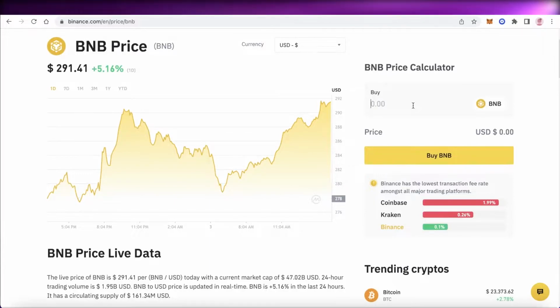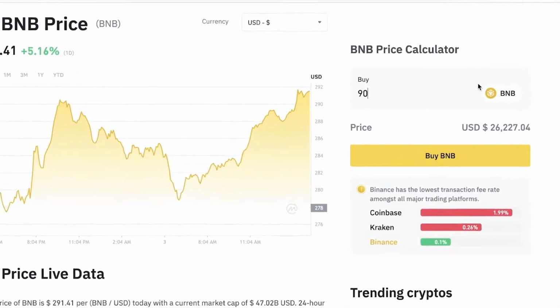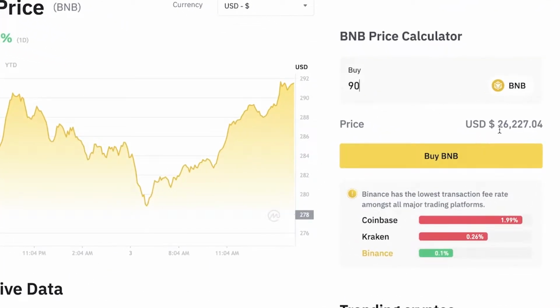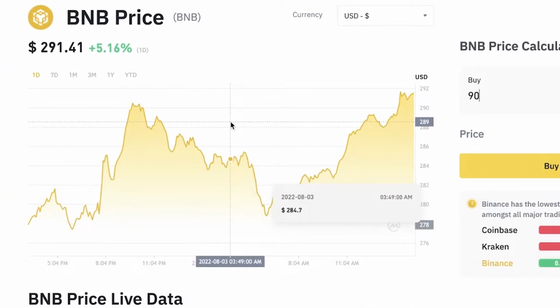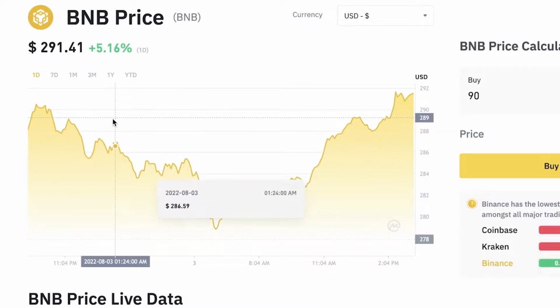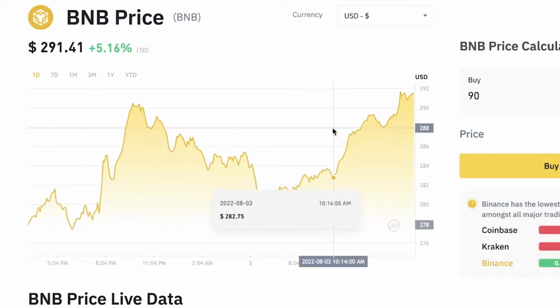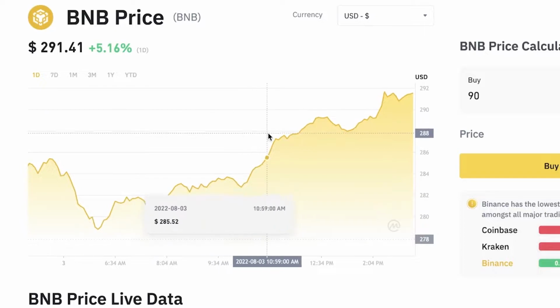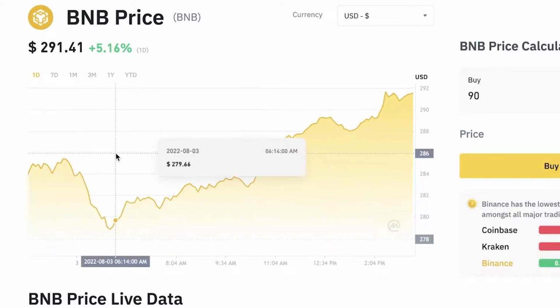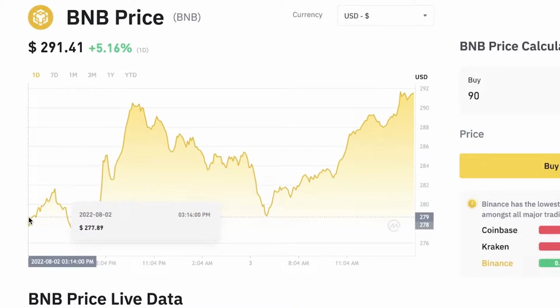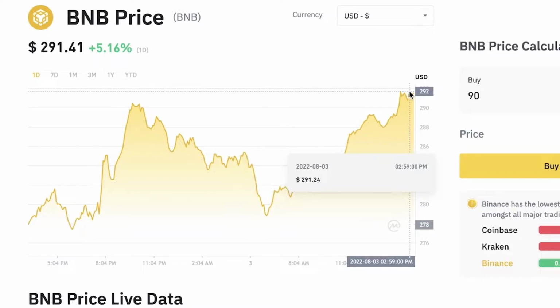So let's say that you enter an amount of USD. So 90 BNB are around 26,227 USD, and you can take a look at the price of BNB over here as well. It is quite fluctuating, but relatively in comparison to other cryptocurrencies, you can see that it has a stable graph over the past day. So this is just a daily graph. It opened up at 277 and currently is going at 291.